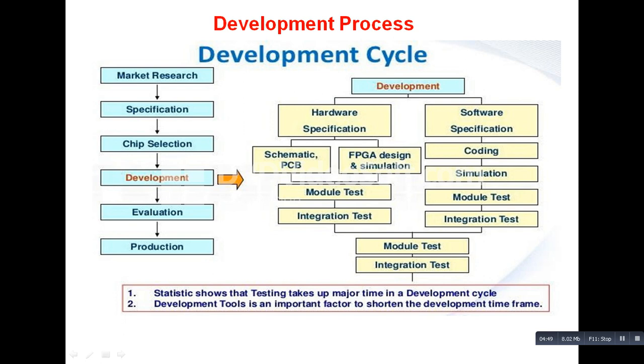These are the phases through which we develop the embedded system. First of all market research, then specification, then chip selection, then development, then evaluation, and then production. If we go according to these steps, we develop one system, and that system is ready to use by the customer.